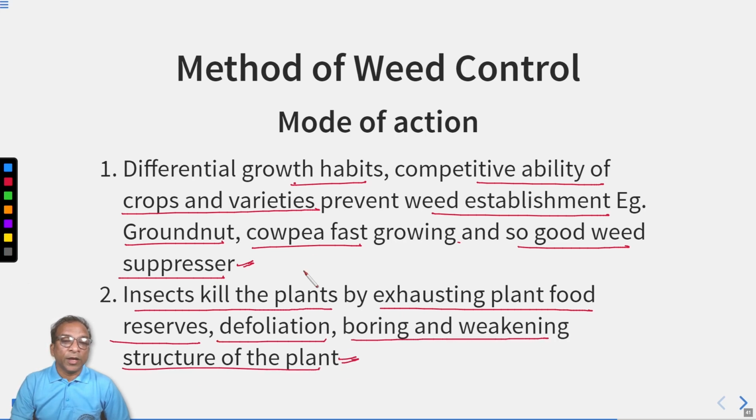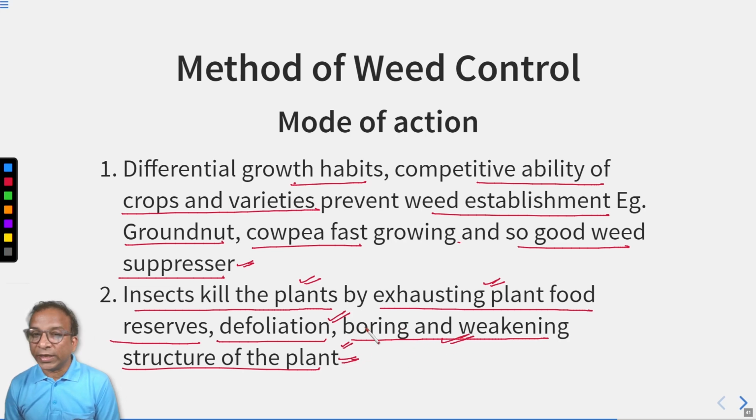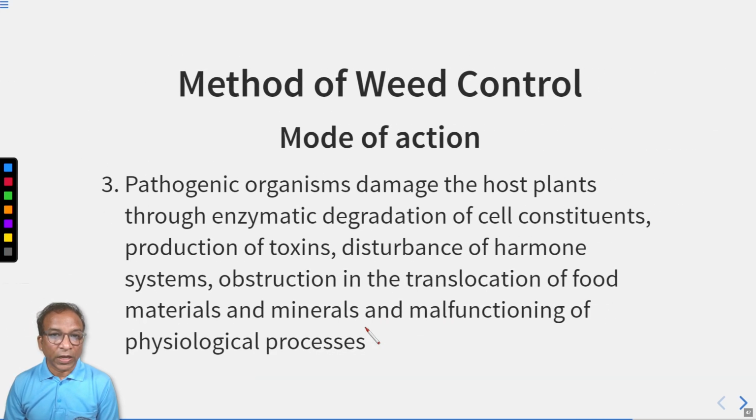If we are using this bioagent, then it can kill the plant by exhausting the plant food. It will use up all the plant food, and the plant will not have any food and it can die. Defoliation: it can cause defoliation, so the plant cannot photosynthesize and eventually dies off. Boring and weakening of the structure of the plant: these insects can bore, they can weaken the structure of the plant, and ultimately the plant can die off.